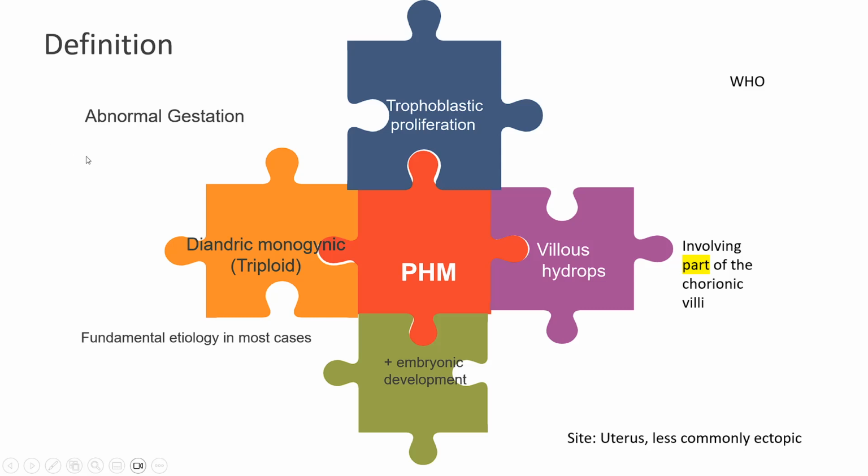Again, partial mole is an abnormal gestation that is composed of trophoblastic proliferation with a villus hydrops, but this part, the hydrops, is only involving part of the chorionic villi. Now we have some embryonic development, and as for the molecular genetics, we have a diandric monogynic triploid, and this is really fundamental in most of the cases.